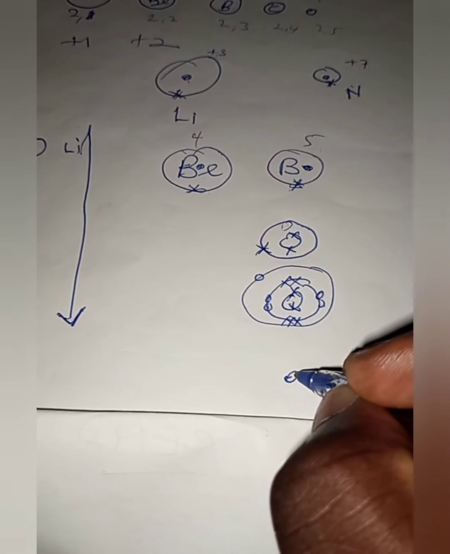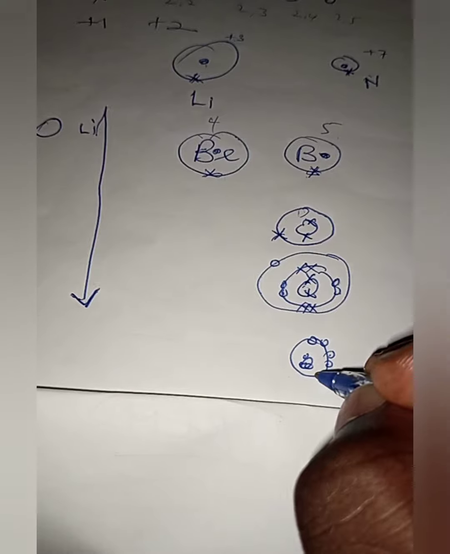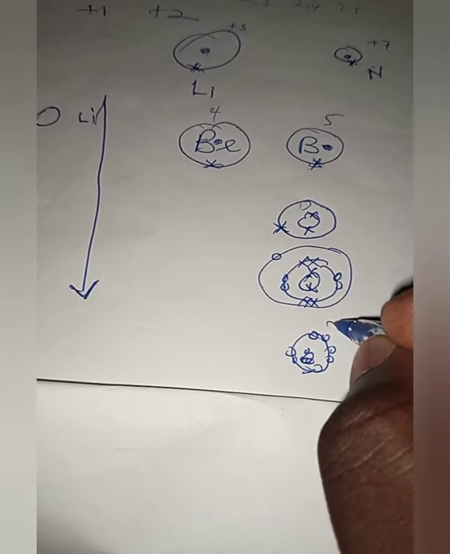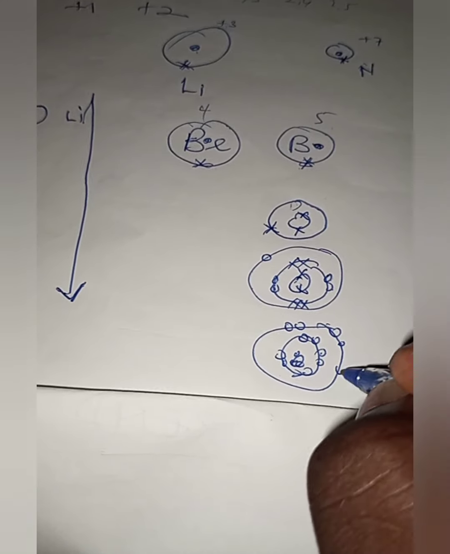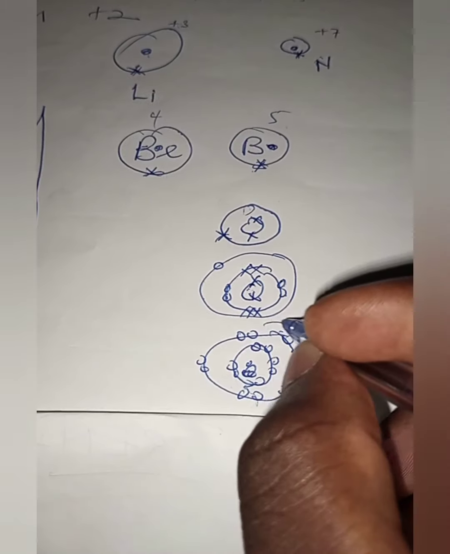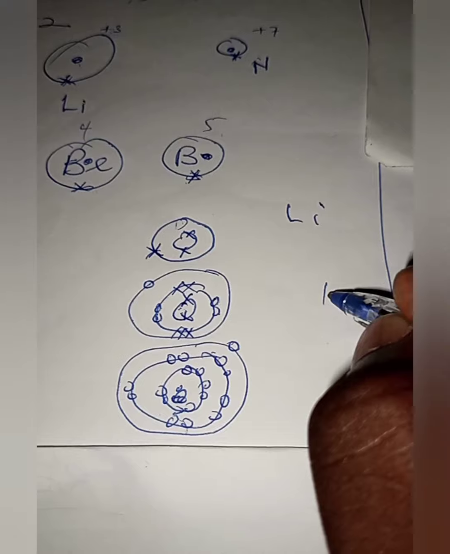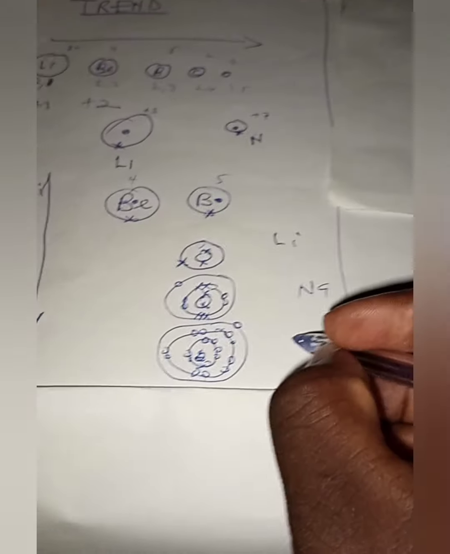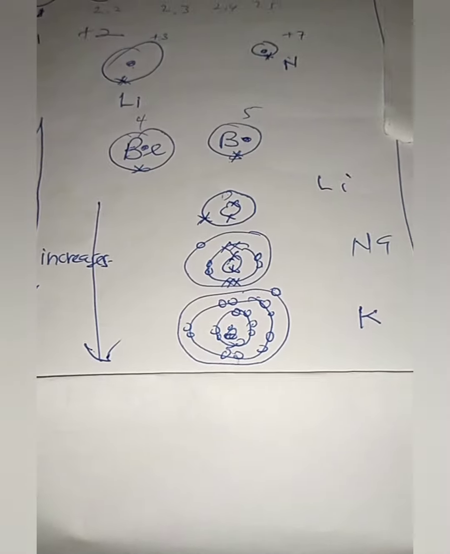Okay, so we'll go to potassium. Potassium, which is 19, so 2, 8, 8 and 1. Okay, so this is lithium, sodium, and potassium. And we say when we are moving like this, the atomic size increases. Let's check the reason why.